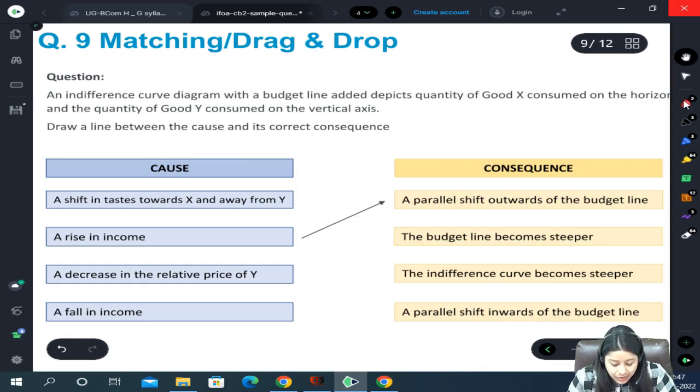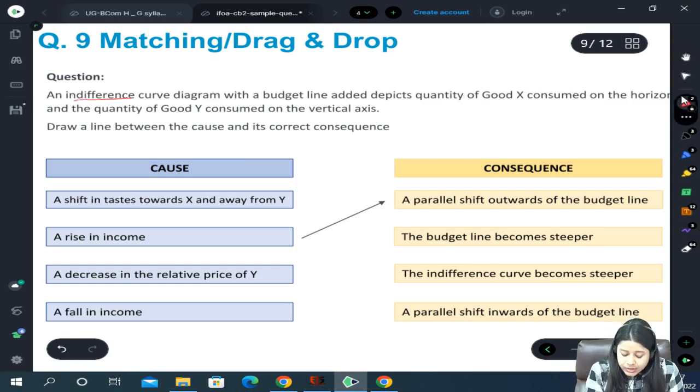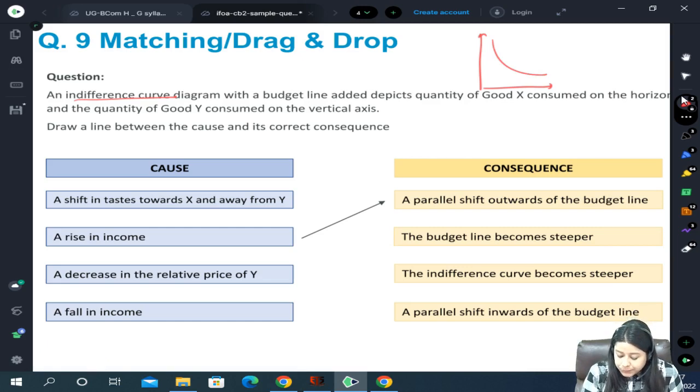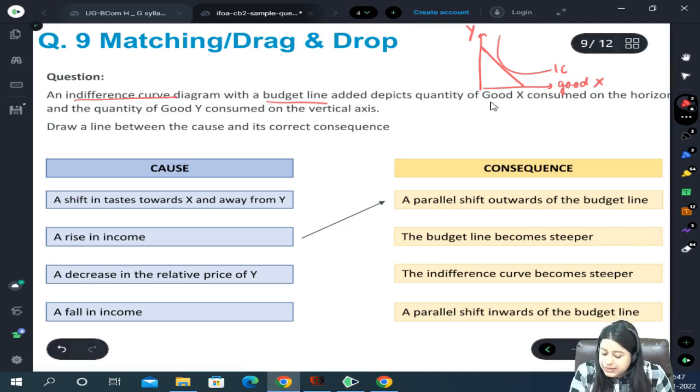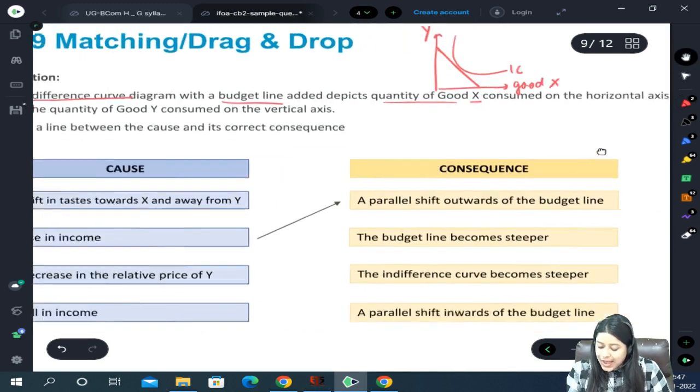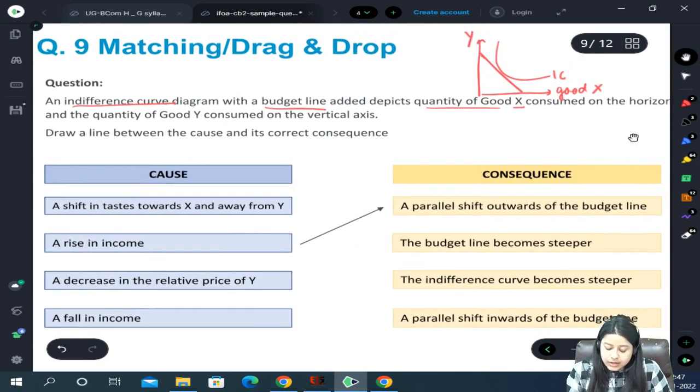So let's read in the question. An indifference curve. Kaisa hota tha indifference curve? Theek hai, convex to the origin. With a budget line. Theek hai, agar aap iske upar banana chahte ho. IC curve, this is good X and this is Y. Units of good X, units of good Y. Depicts the quantity of good X consumed on the horizontal axis and quantity of good Y consumed on a vertical. That we have already made.